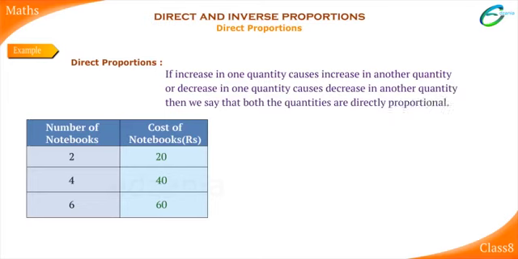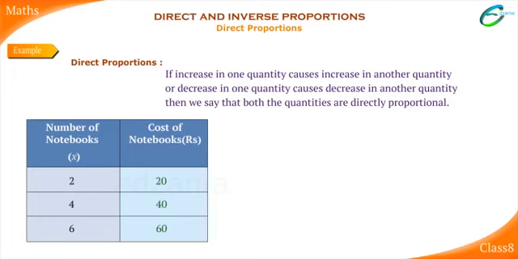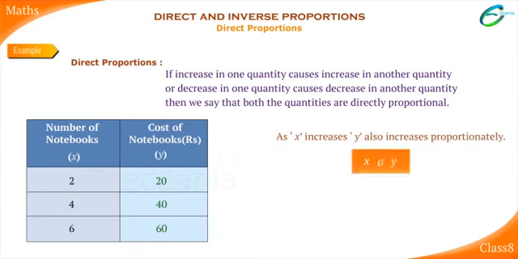In the above example, let us consider number of notebooks as X and cost of notebooks as Y. So we say that as X increases, Y also increases proportionately. Direct proportion between two quantities, say X and Y, can be indicated using this symbol of proportion. It is read as X is directly proportional to Y.